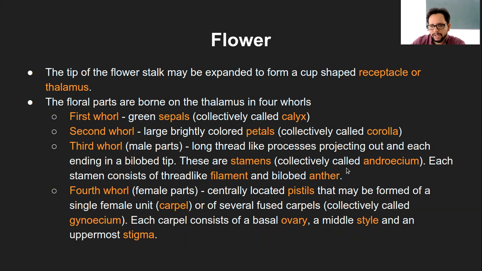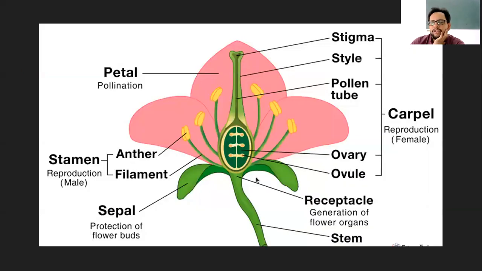Let me show you in this diagram again. This particular structure that you see has a yellow colored anther and a green colored filament. Now this is again a representation. The filament need not always be green, or the anther always yellow. They can be orangish or reddish sometimes, depending on what kind of flower it is.